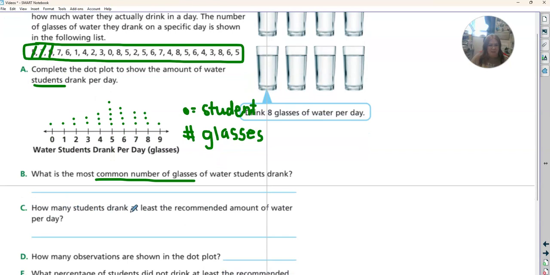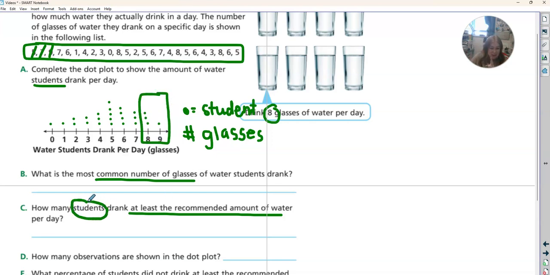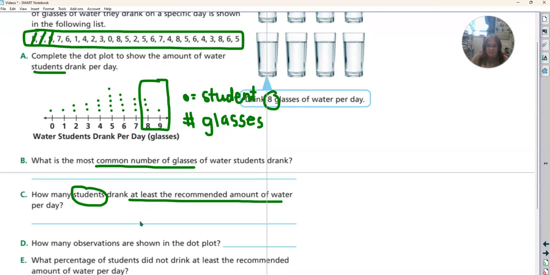C wants to know how many students drank at least the recommended amount of water. So you're supposed to drink 8. So anybody that drank 8 or more is going to be included in our answer, right? And it asks students, so that means we're counting the dots above those numbers. So how many dots drank at least 8 or 9 glasses of water?